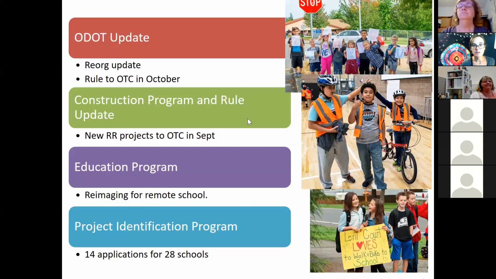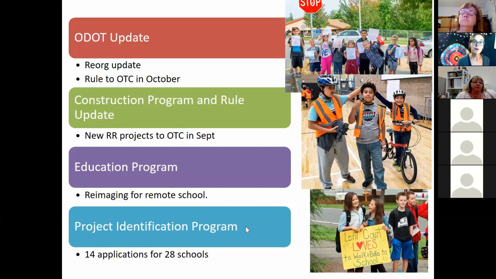Our final update is around the project identification program, which is our planning assistance, where we are able to send a consultant to communities to help them create a Safe Routes to School plan, a publicly adopted Safe Routes to School plan. We are currently wrapping up our first round of Safe Routes to School plans that got a little hitched up because of COVID-19. So a couple of them are on hold, but we were able to finish about 11 of those plans.